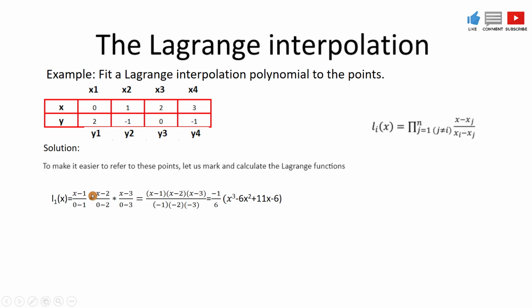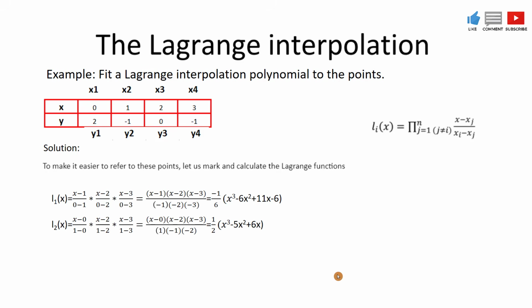the multiplication of the numerator, which equals x minus 1 multiplied by x minus 2 multiplied by x minus 3, over the denominator, which equals minus 1 multiplied by minus 2 multiplied by minus 3. With more simplification, the result of the denominator will be minus 1 over 6, and the result of the multiplication of the numerator equals x cubed minus 6x squared plus 11x minus 6. That is the first Lagrange function.